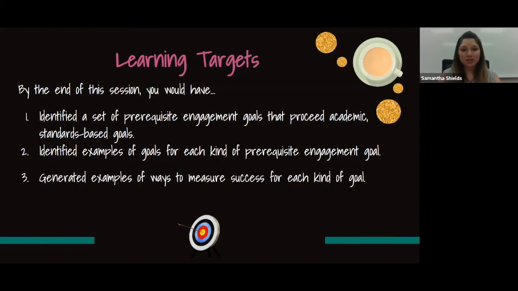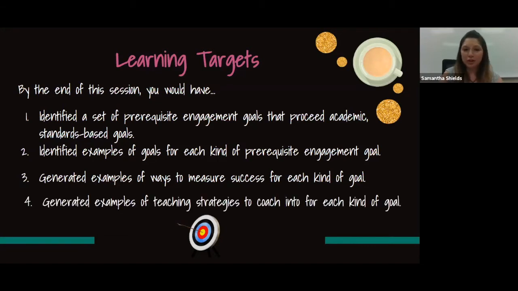By the end of this session, you would have generated examples of ways to measure success for each kind of goal. Being able to have a data tracking tool and knowing how you're going to track success is tricky, right? And so I want you to walk away again with a bank of ideas. And number 4, you would have generated examples of teaching strategies to coach into for each kind of goal. So you're going to know what these goals are. And this thinking process that I've come to, you're going to walk away with examples of these goals, examples of ways to measure success for each kind of goal, and a teaching strategy that you can pair with the teacher in order to accomplish that goal.